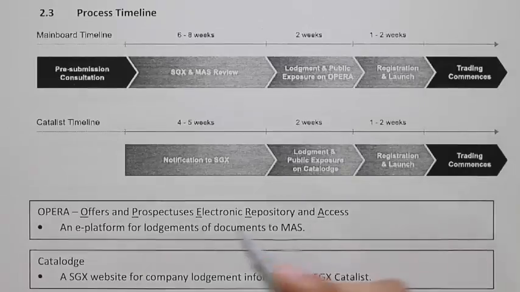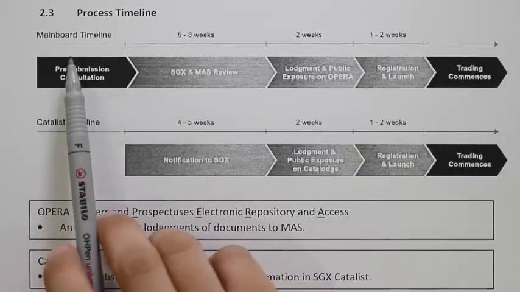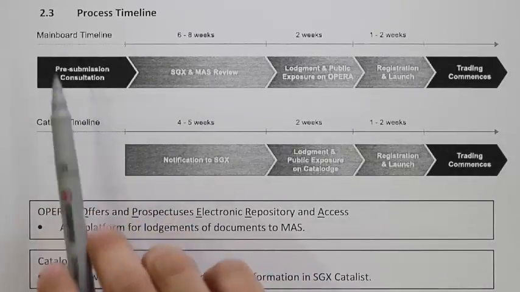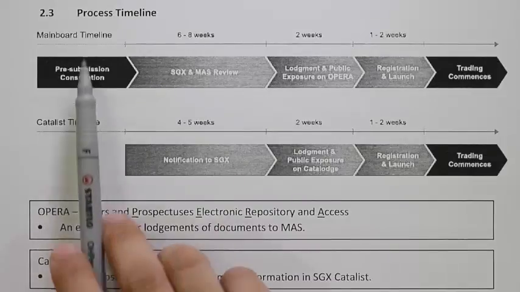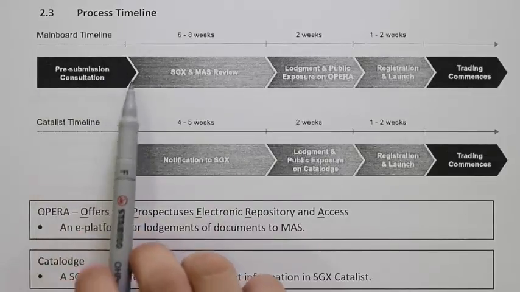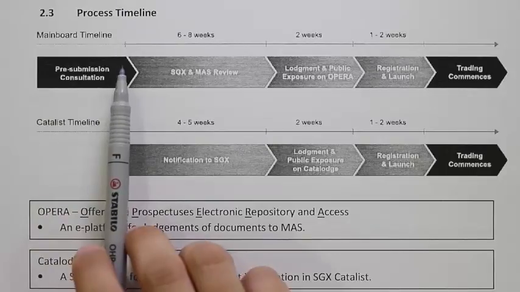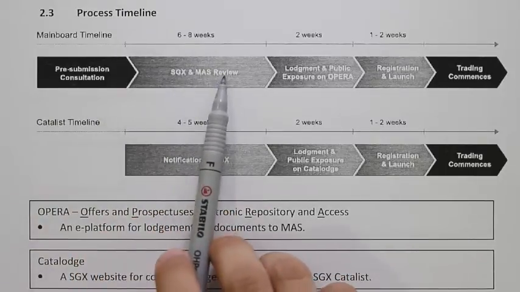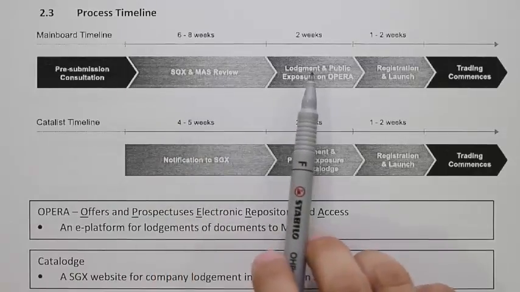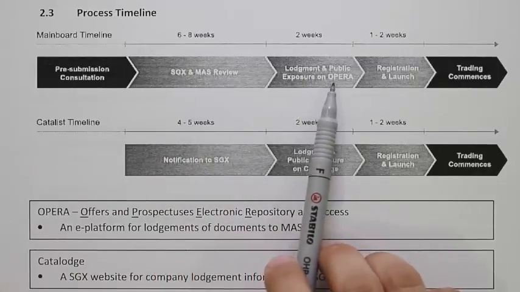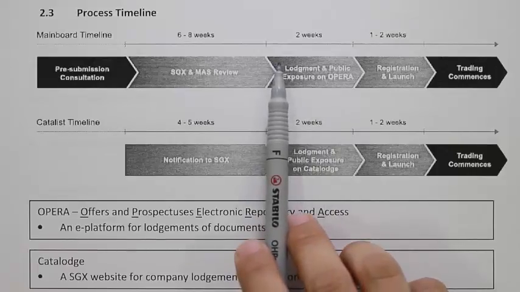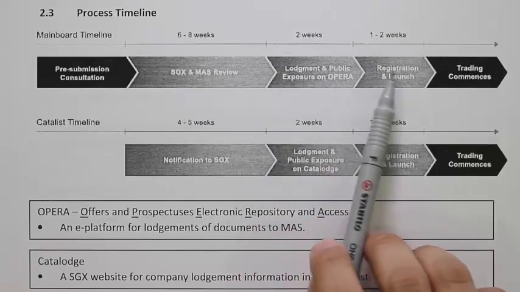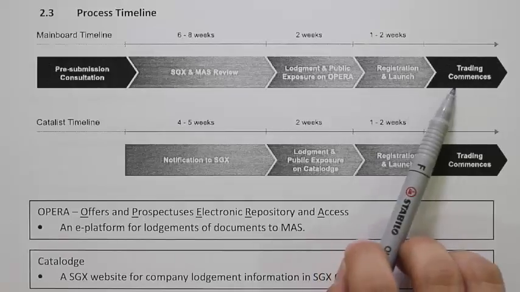Now, this is the process timeline of listing in either the Mainboard or the Catalist. In the Mainboard, there's a pre-submission consultation, and it takes about 6 to 8 weeks for SGX and MAS to review the documents. And when the documents are finally lodged on a public platform which is called OPERA for 2 weeks, and in 1 or 2 weeks after that it will be launched and trading can commence.